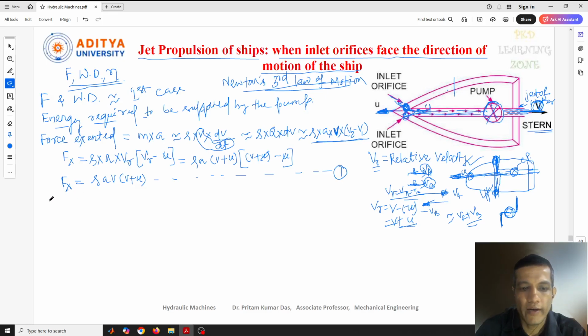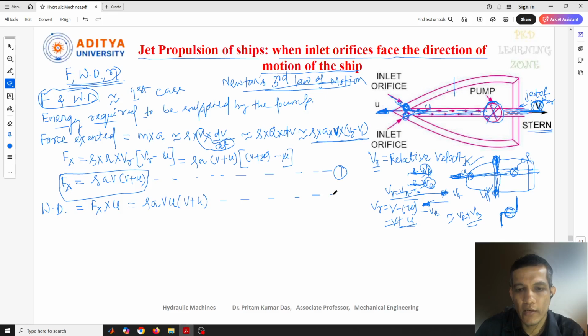Similarly, once you find the force, this is similar to the first case also. That's why I told you at the start that the work done and force both will be the same as in the first case. Now if you want to find the work done, we know that the force exerted in the x direction multiplied by distance per second gives work done per second. Distance per second is nothing but the velocity u. So again we can write Fx as rho A V u into V plus U. This is our equation 2.